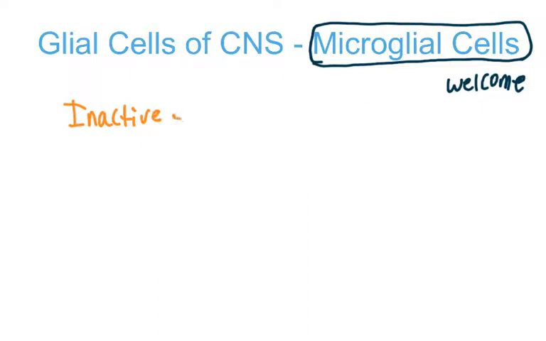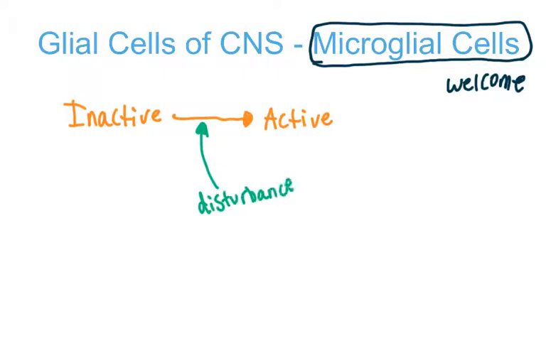And they actually have to become active. But how are they going to become active? What's the trigger? Well, it's any sort of disturbance, whether it be a virus or a bacteria, or even some neuron that's not functioning properly, right? Any type of inflammation or disturbance, right? A disturbance is going to cause this microglial cell to become active. So any type of inflammation or disturbance.